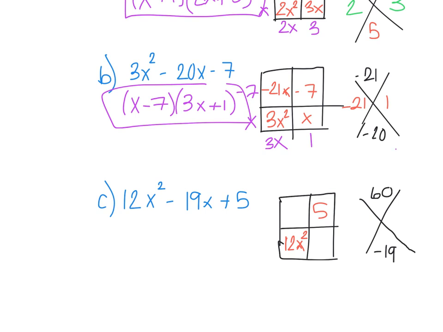So I'm just going to jot this down up here. 6 times 10. What else? 30 times 2. So can I combine 6 and 10? They multiply to 60. Can I get them to add to 19? No. 30 times 2 is 60. Can they add to 19 or negative 19? No. Any other factors of 60?